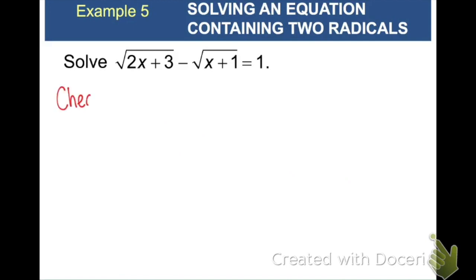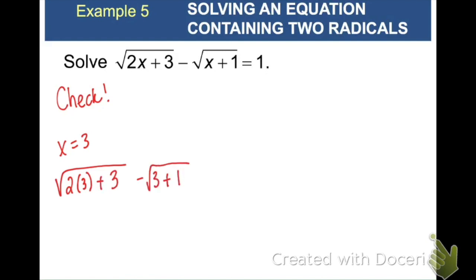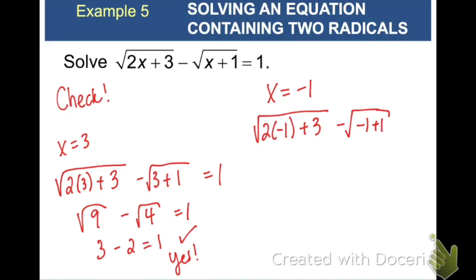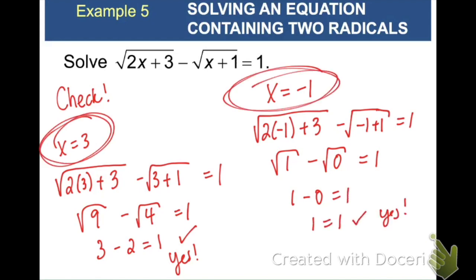Now don't forget to check. We always need to check our answers here. So take 3, plug it back into the equation. And we get a true statement. And now we'll plug in -1. And again, we get a true statement. So this time, both x equals 3 and -1 is our answer.